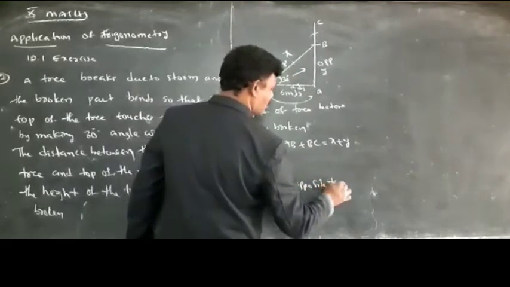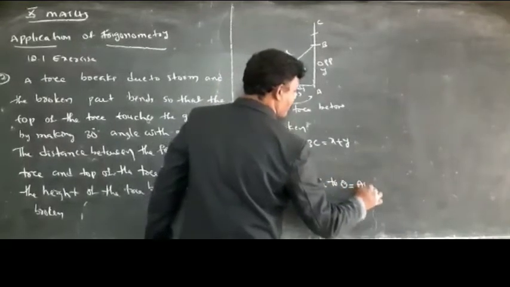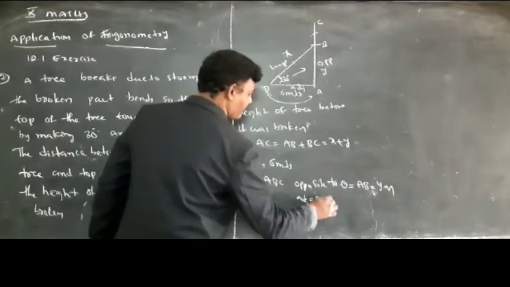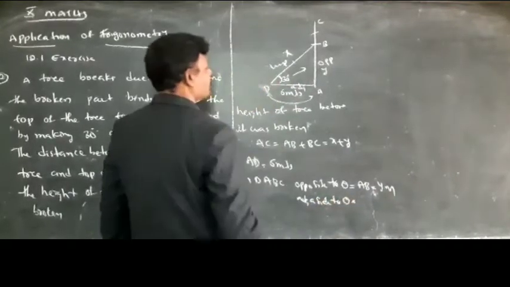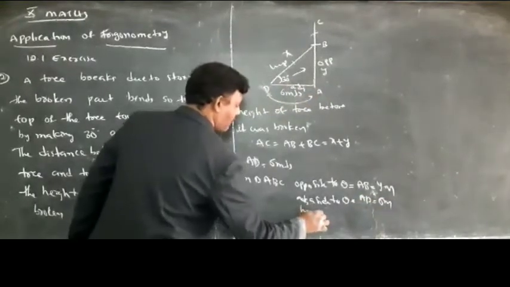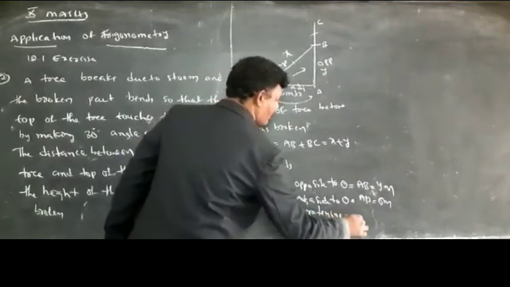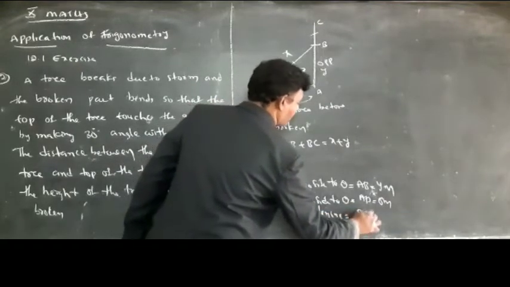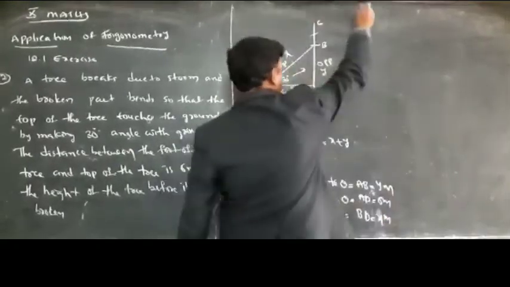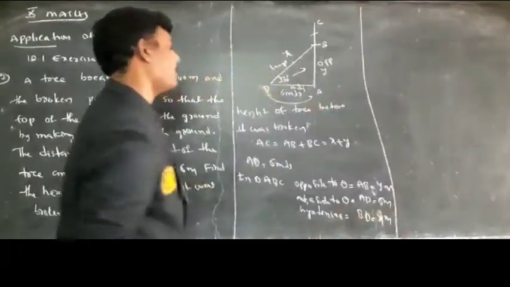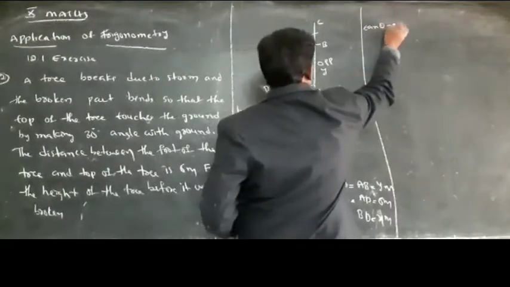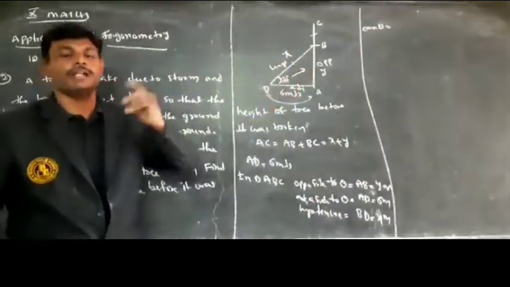Opposite side to theta is equal to AB is equal to Y meters. Similarly, adjacent side to theta is equal to AD is equal to 6 meters. Then hypotenuse is equal to BD is equal to X meters. See here, first I am going to use the tan theta formula. What is tan theta? Tan theta is equal to opposite side to theta by adjacent side to theta.